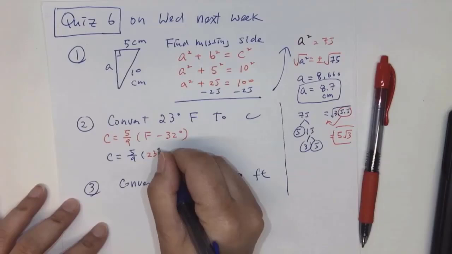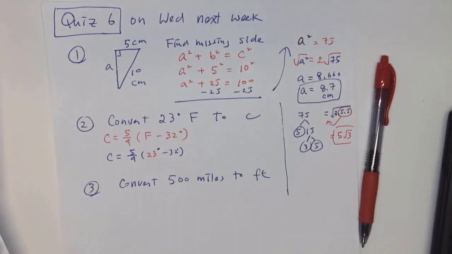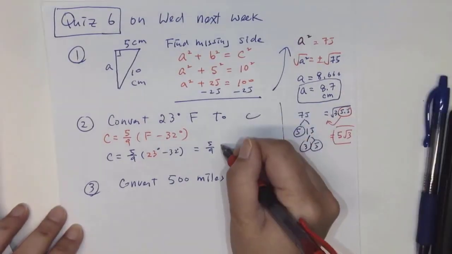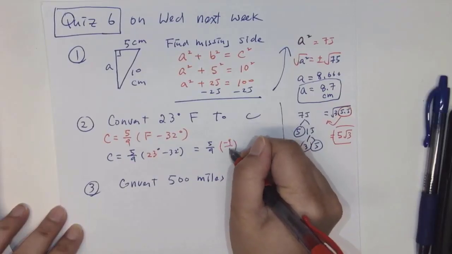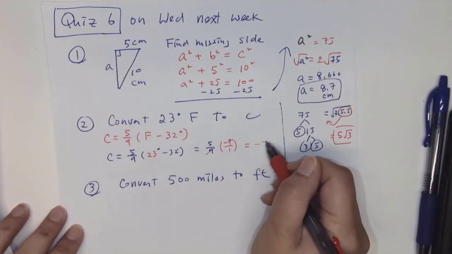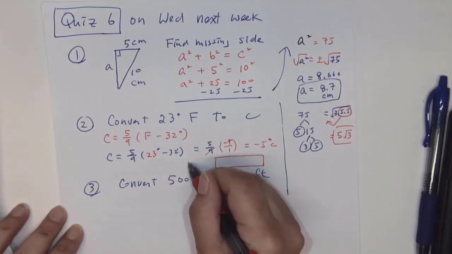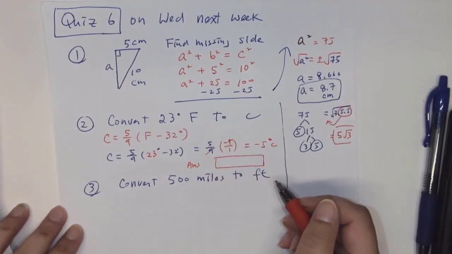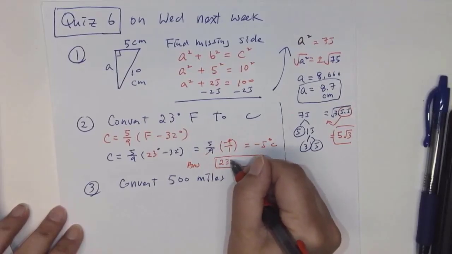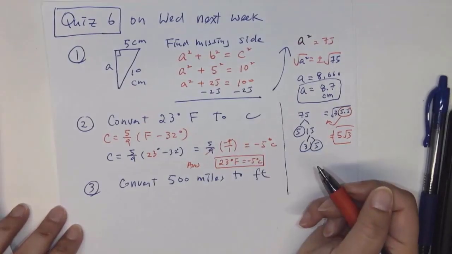Subtract 32 from 23, that is going to be a negative number, negative 9. It's like negative 9 over 1, right? So if we reduce it, we can get our answer as negative 5. This is degrees Celsius, right? So we concluded that if you started with 23 degrees Fahrenheit, it will equal negative 5 degrees Celsius, right? Are we okay?